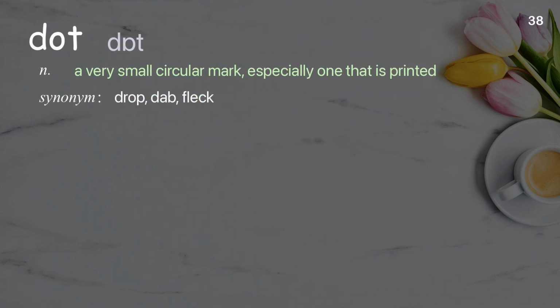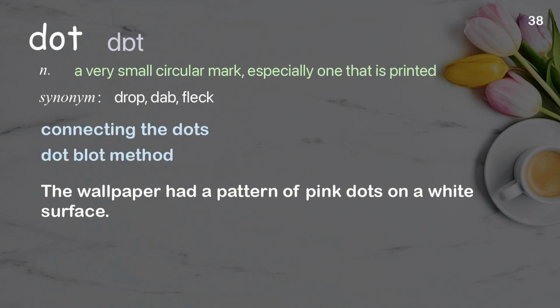Dot: A very small circular mark, especially one that is printed. Examples: Connecting the dots. Dot blot method. The wallpaper had a pattern of pink dots on a white surface.